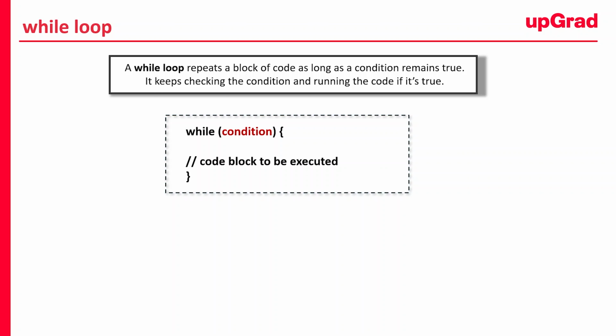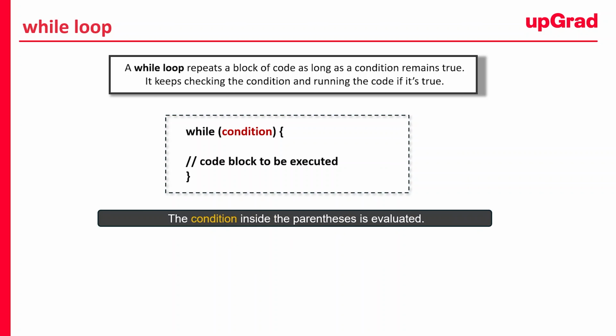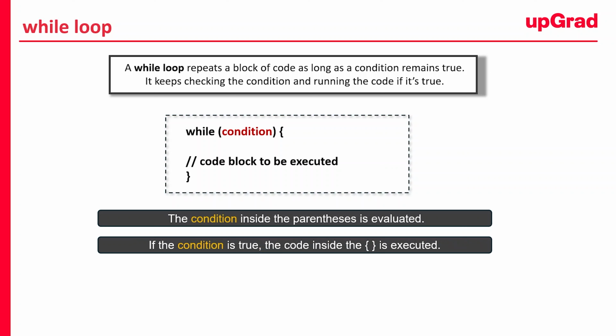As you can see on the screen, while and then there is a condition. So there is no updation, no initial phase. But yes, the while loop is a bit different from the for loop. The condition inside the parenthesis is evaluated first. Then if the test expression or condition is true, the code inside the body of the loop is executed.